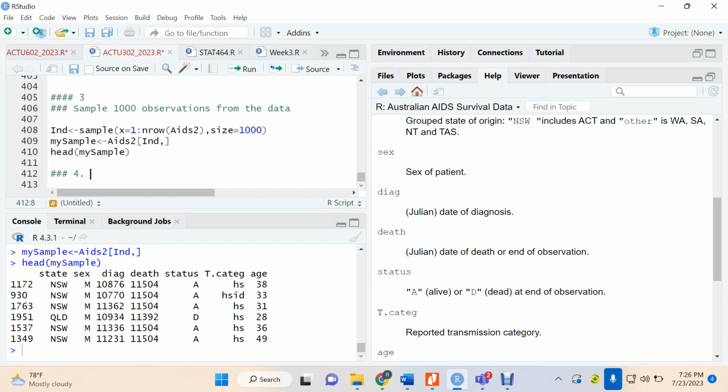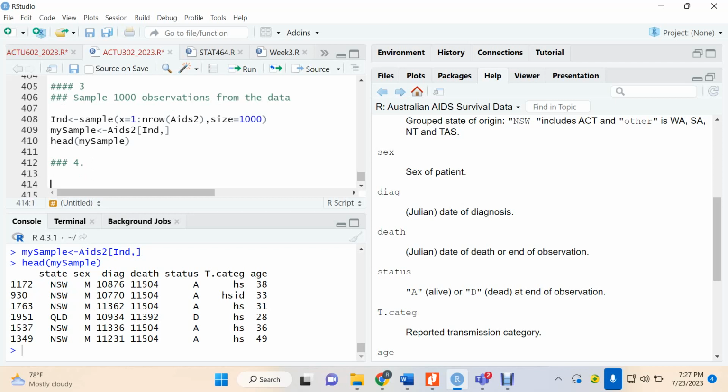Survival time of the patient. So the date that the person was diagnosed to the date that either the observation ended or the date of death. And the Julian is a date. Okay? It's just the same date that we use, but that is only in numbers. So you don't need to even convert it or anything at all.